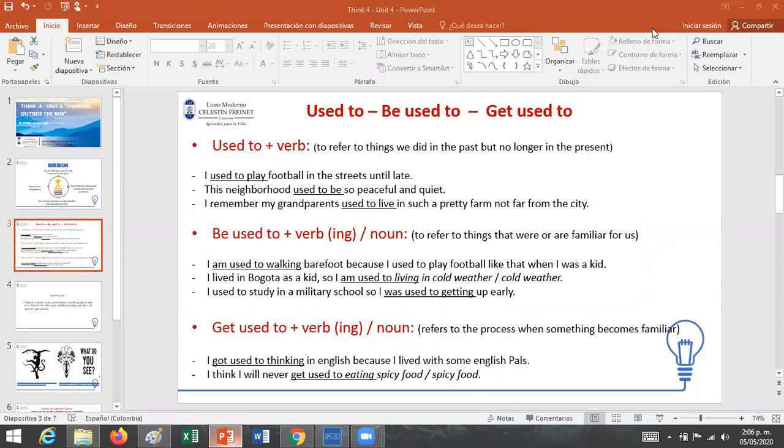Okay, be used to, get used to, and used to. Some of you may know these expressions already. So let's remember how to use them and the correct grammar to make a sentence using this. First, we need to remember, well, used to, quizá es la más sencilla de todas. Used to se refiere a cosas that we did in the past, but no longer in the present. Es decir, solía hacer tal cosa. ¿Listo? So we can use this expression used to followed by a verb.